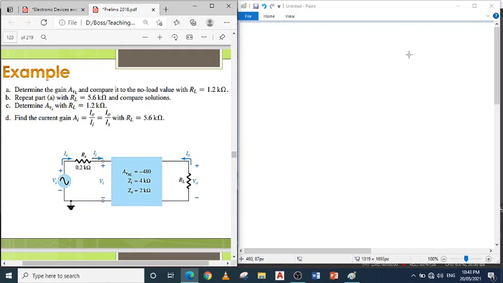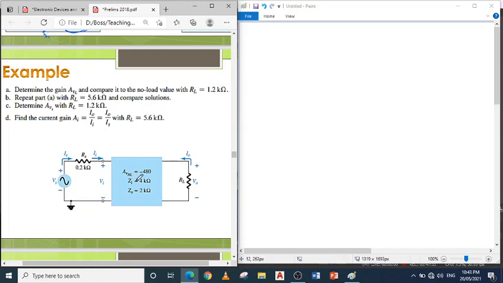Okay. So, since given na yung AV NL natin, okay? And then, the ZI and ZO is given also, okay? So, determine AVL and compare it to the no load with RL, okay? So, ito muna to yung RL natin. What if yung RL natin ay 1.2 kilo? Okay? So, ang AVL natin, AVL ay RL, di ba?